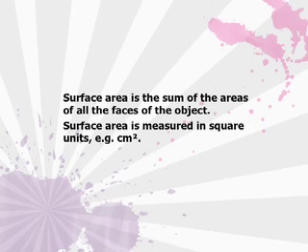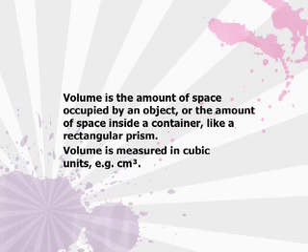In our previous lesson, we defined surface area as the sum of the area of all the faces of an object. We determined the surface area of a rectangular prism by calculating the area of each face and then adding the areas. Surface area is measured in square units. Volume refers to how much space an object occupies, or how much space is inside an object, like for example a rectangular prism. Volume is measured in cubic units, for example cubic centimeters.